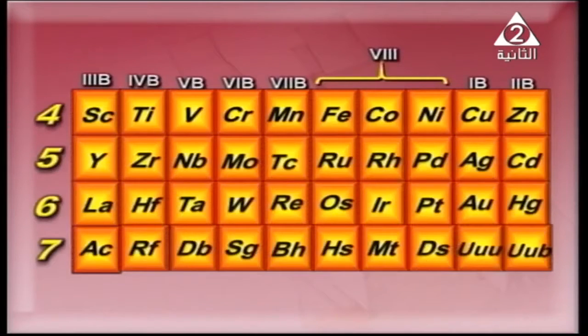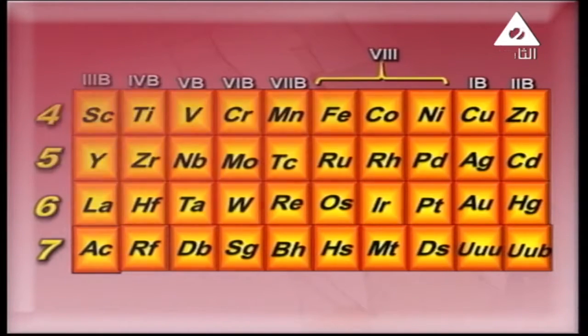As shown on the screen, group 3B, where the D sublevel is filled by 1 electron, maybe 3D or 4D or 5D or 6D, and the second column, group 4B, where D contains 2 electrons, and we are going to fill the D sublevel by 10 electrons, will be in the groups 5B, 6B, 7B, and 3 columns for group 8, and 1B and 2B.